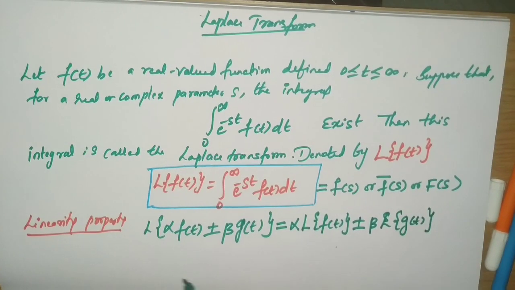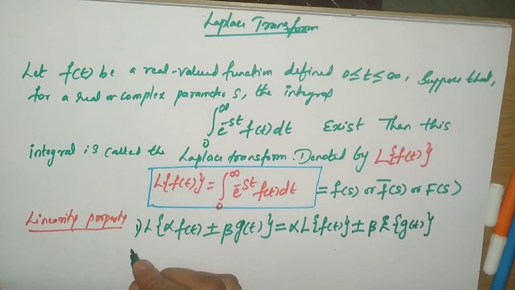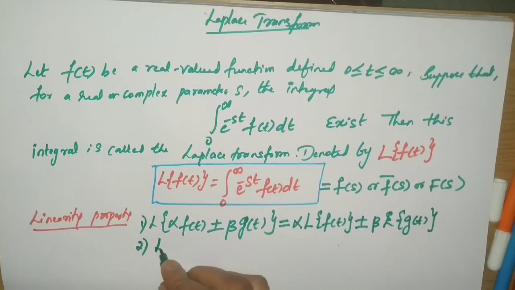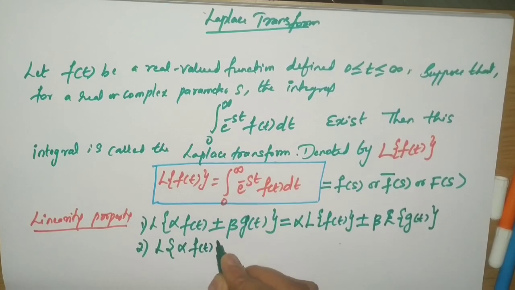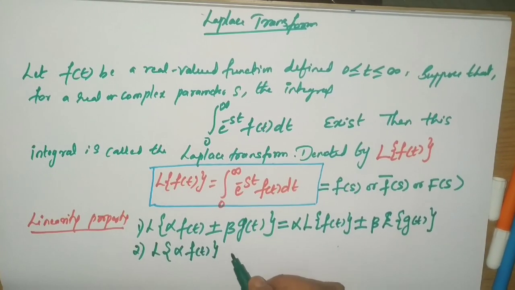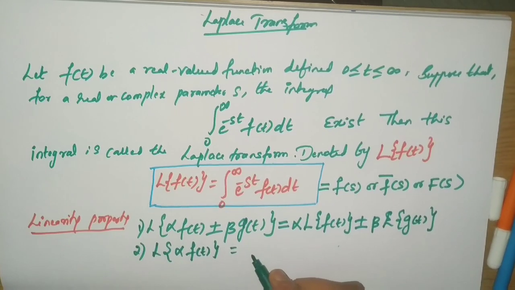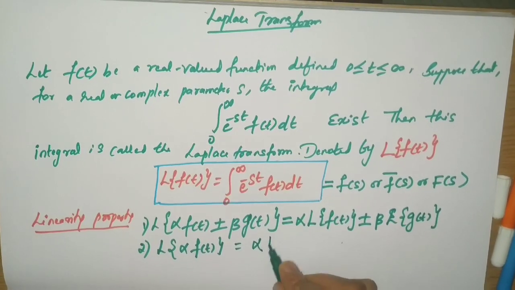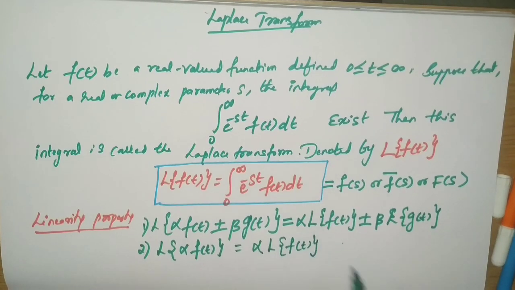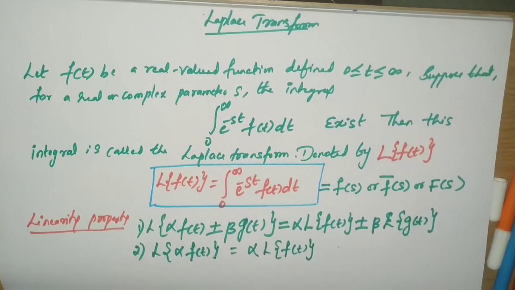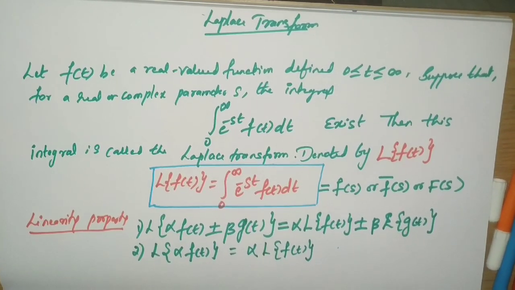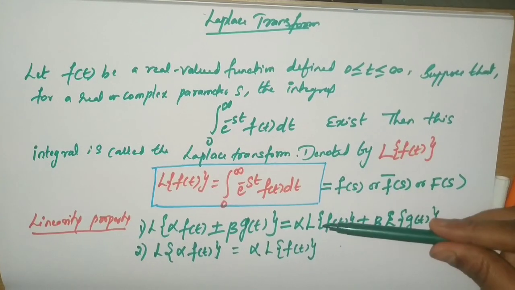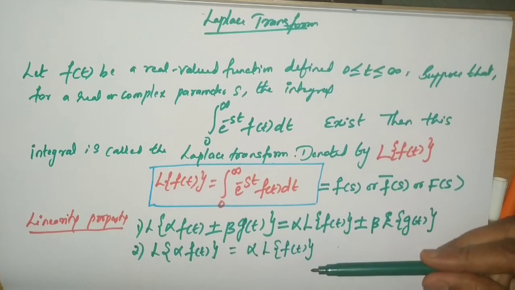And similarly, if you have Laplace transform of alpha f of t, again alpha is a constant, so this can be represented as alpha times Laplace transform of f of t. So these are the basic properties in Laplace transform. I hope the definition of Laplace transform and the basic properties is clear to all.